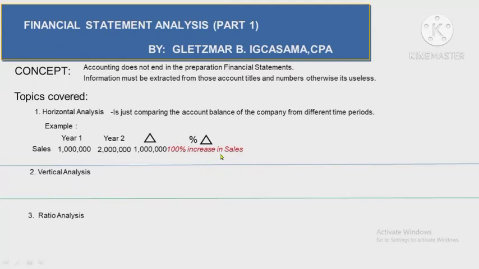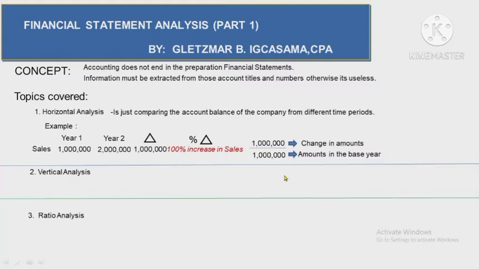How did we get the 100%? Of course, by using a fraction in which the numerator is the change in amounts. In this particular example, we have the change in amounts of 1 million, so we're going to use that. And of course, we have the denominator, the amounts in the base year. And the base year is usually the amounts in the past year or the past period. So we have sales in year 1 of 1 million, so we're going to use that. And you got 100%. You can also do this with other accounts like expenses and others.